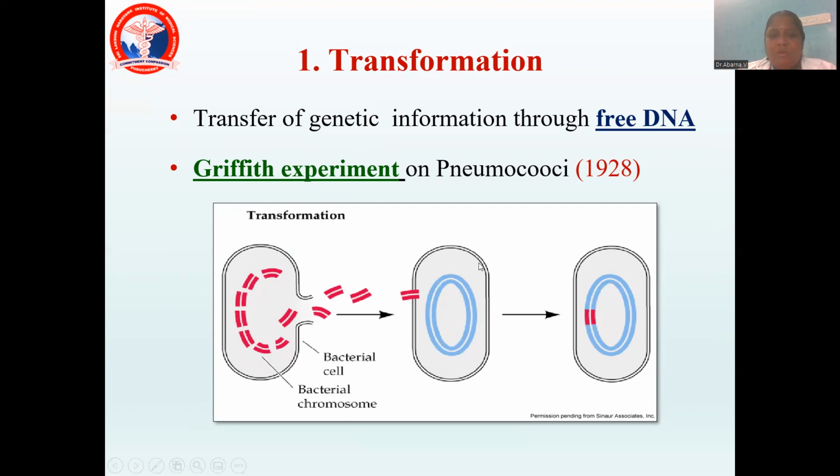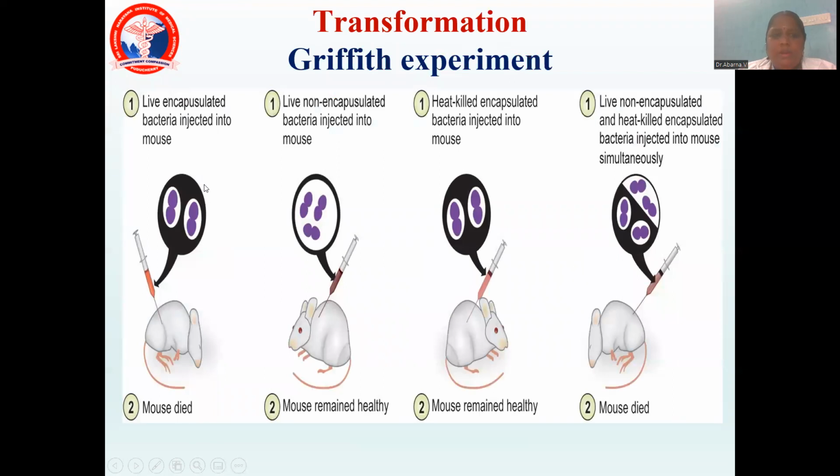He did an experiment on pneumococci. What he did, he injected live capsulated bacteria, that is pneumococci, into a mouse. This capsule is a virulence factor for pneumococci. So it is a major cause of the disease, and hence the mouse is killed by infection. So when live capsulated bacteria are injected, the mouse is killed. In the second step, he introduced live bacteria that are not capsulated. That means the virulence property is removed.